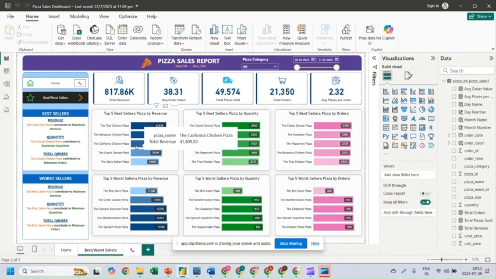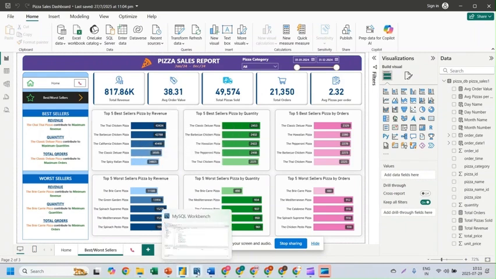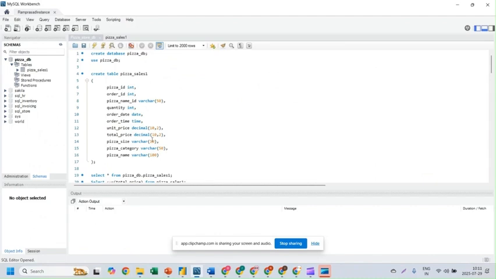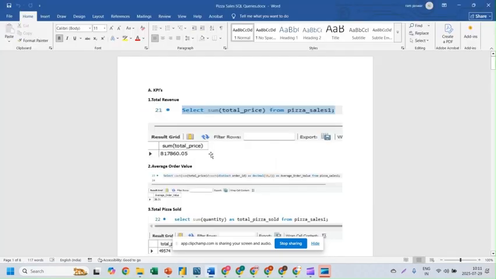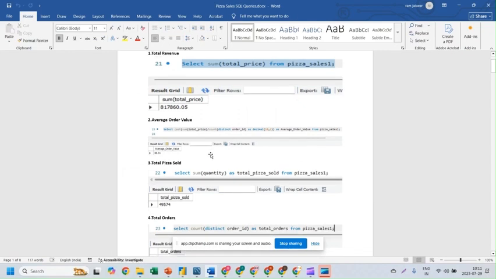Now this dashboard is powered by a live SQL connection. Let me show you. I wrote SQL queries to extract insight from the database. Everything here is dynamic and refreshable. Let's look at some insight.